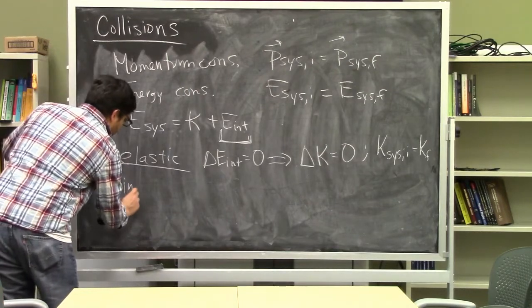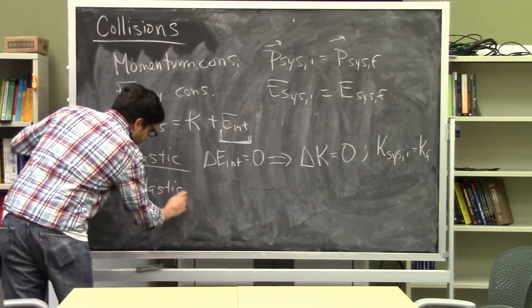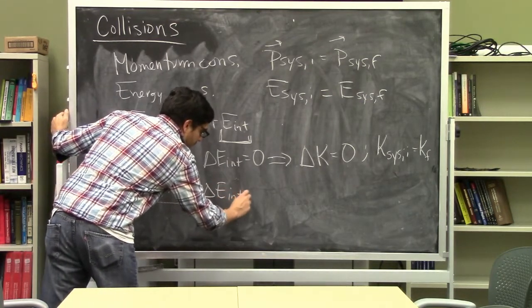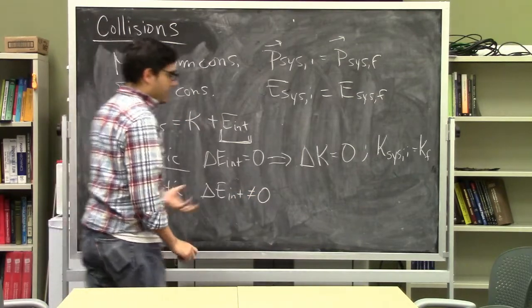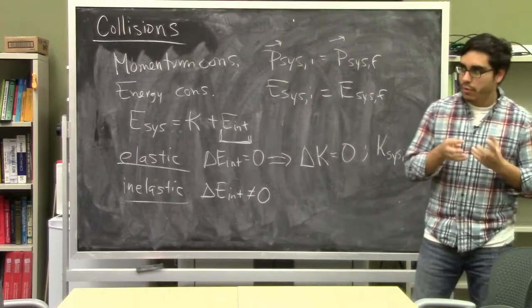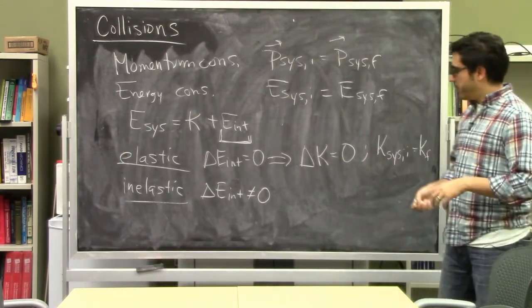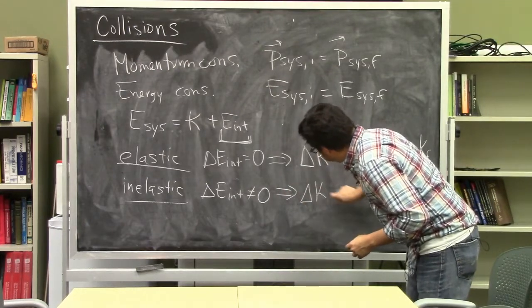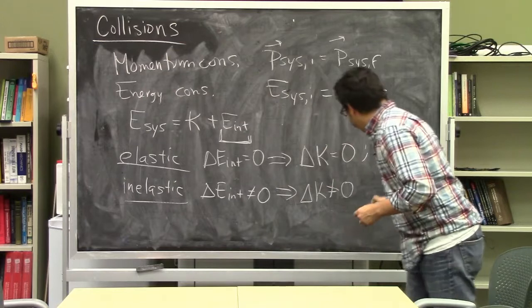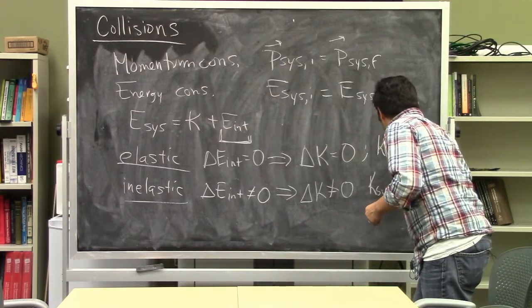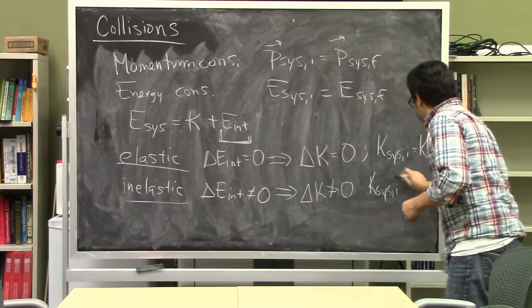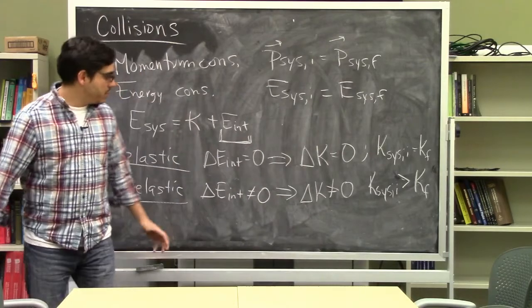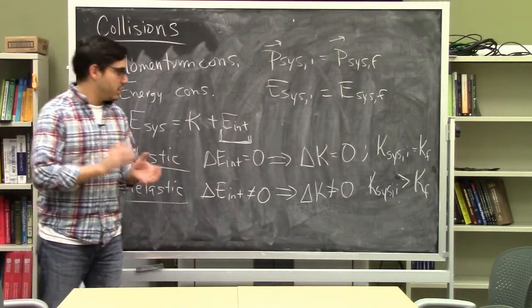The other type of collision is what's called an inelastic collision. In an inelastic collision, the change in the internal energy of the system is non-zero. That is, the system deforms in some way, and there are some vibrations associated with that. Therefore, the kinetic energy of the system is not conserved. It actually changes, and it typically gets smaller. K system initial is greater than K final, because the kinetic energy is transformed to internal energy associated with the deformation and so forth.